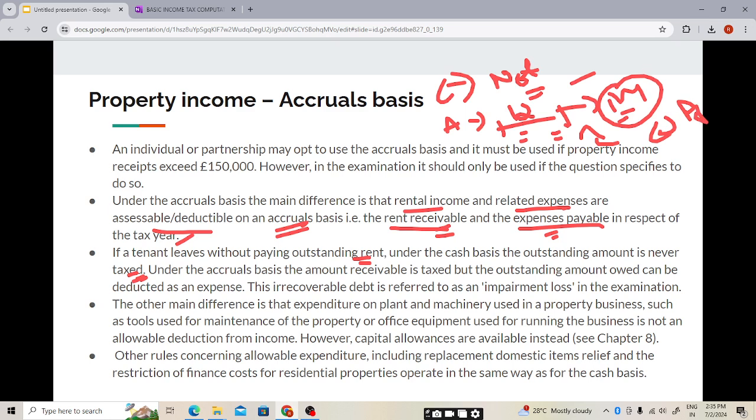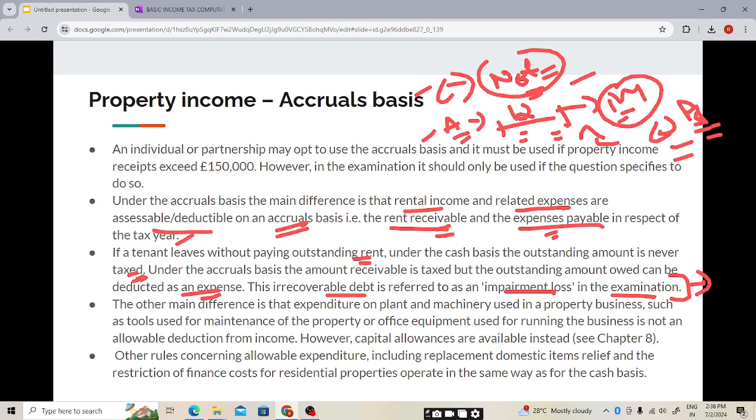So the tax amount will be calculated on the same amount, whether it is cash basis or accrual. The difference is only one of presentation. In cash basis, no adjustment is needed because you already consider only the 11 months of amount received. In accrual basis, you consider 12 months of income, and then below that you must show less impairment loss. This is a loss for you. So under the accrual basis, the amount receivable is taxed, but the outstanding amount owed can be deducted as an expense. This irrecoverable debt is referred to as impairment loss in your examination.